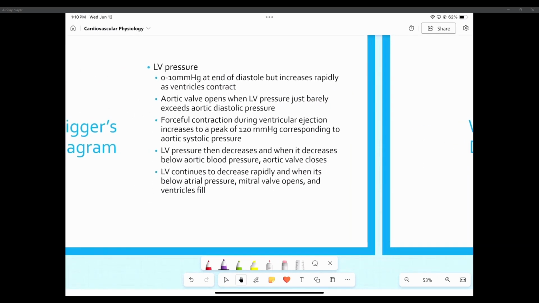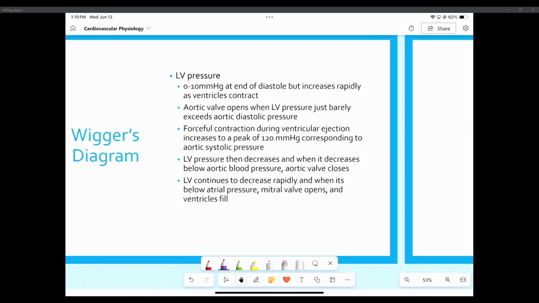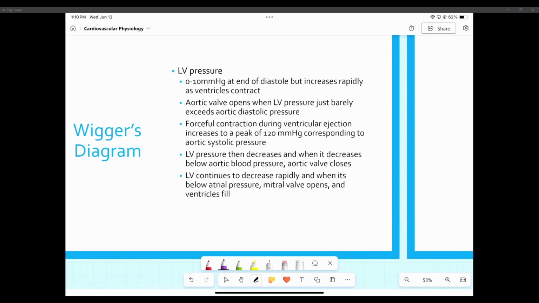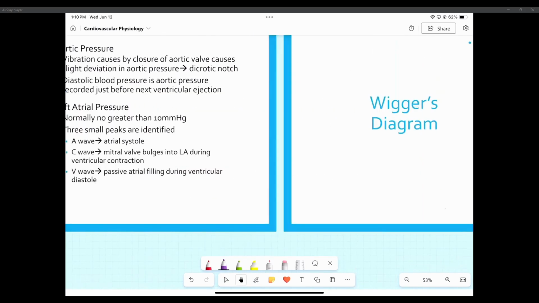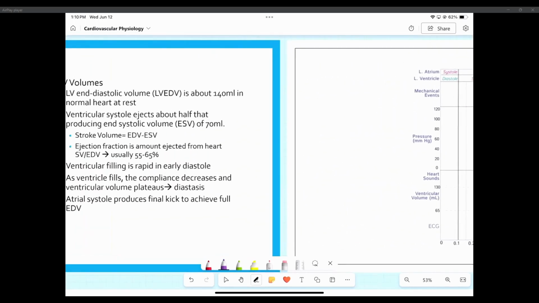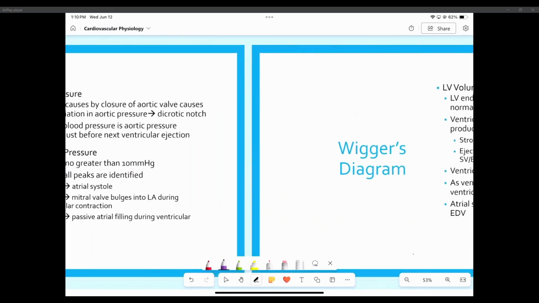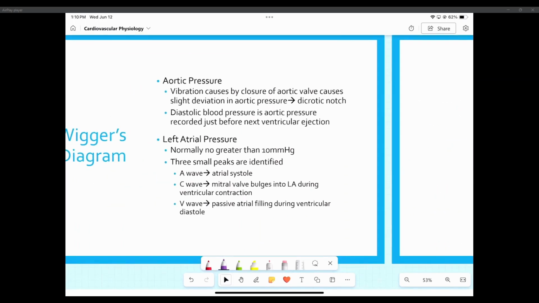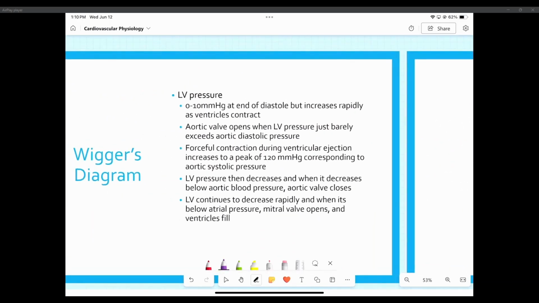So, what time is it? Okay. All of these things just describe the Wiggers diagram. So we're going to skip these slides because all they're doing is describing what we're going to talk about. Actually, let me go through it because I want to talk about these things. Yeah, I better talk about these. Okay, we'll go through it.